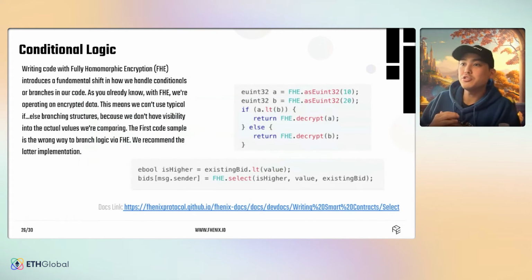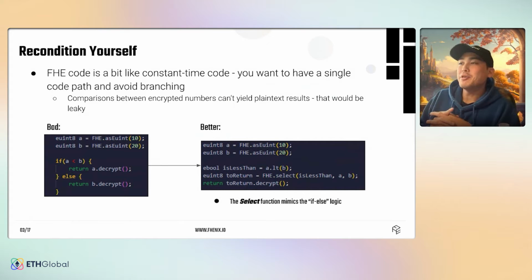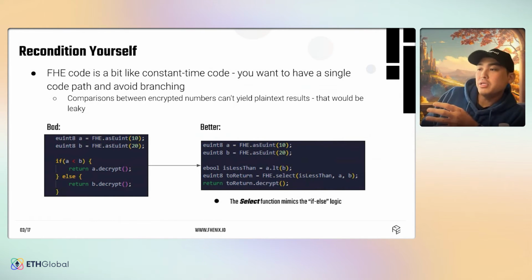So conditional logic does get a little tricky with FHE. I'm going to skip over this slide because there's a better one after, but essentially you can see the first example that we have right here using the if else, which is how we're naturally conditioned as software engineers to write our conditional logic. However, FHE is a bit like constant time code, which means you want to have a single path to avoid branching, because branching gets a little sticky with FHE. The way I view it, it's due to the deterministic nature of the ciphertext. It doesn't necessarily branch; the value is already kind of set. So this is sort of a bad example, the one pointed at on the left, where if A is less than B.